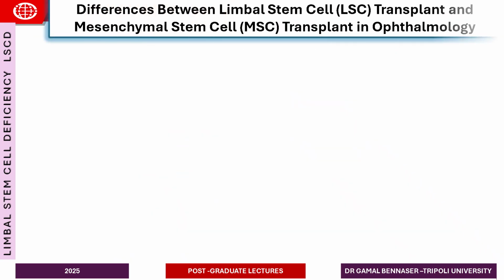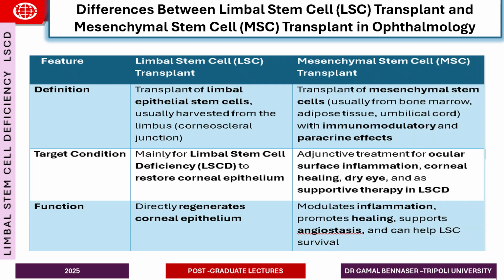Now, since we have spoken about the use of mesenchymal stem cells in the treatment of limbal stem cell deficiency or disease, this is a broad difference between the limbal stem cell transplant and mesenchymal stem cell transplant. We'll go quickly through it. In limbal stem cell transplant, we are transplanting limbal epithelial stem cells, which are usually harvested from the limbus. However, the mesenchymal stem cells are harvested from the umbilical cord, bone marrow, or adipose tissue. They have immune modulatory functions. They will not help to form the corneal epithelium, but they assist or modulate the immunological response.